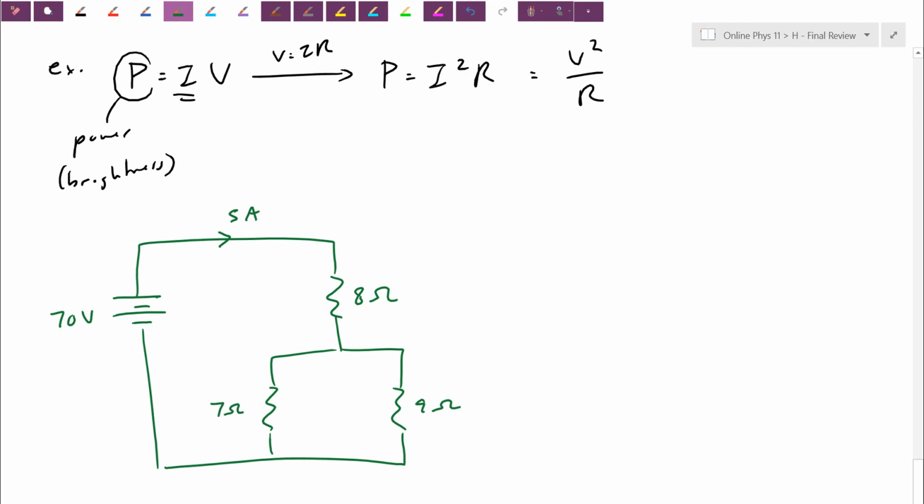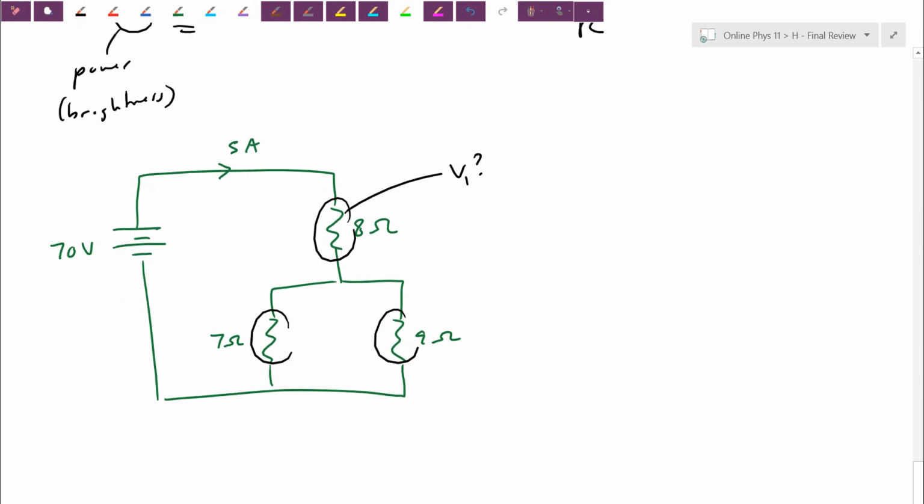What I want you to find for me here: what's the voltage drop across, let's call it V1? What's the voltage drop across these ones as well? So what's V2? What's V3 here? You would need to be careful of the junction rule here. I have 5 amps coming down this way. Let's say 3 amps heads down this path. I'm going to help you out a little bit.